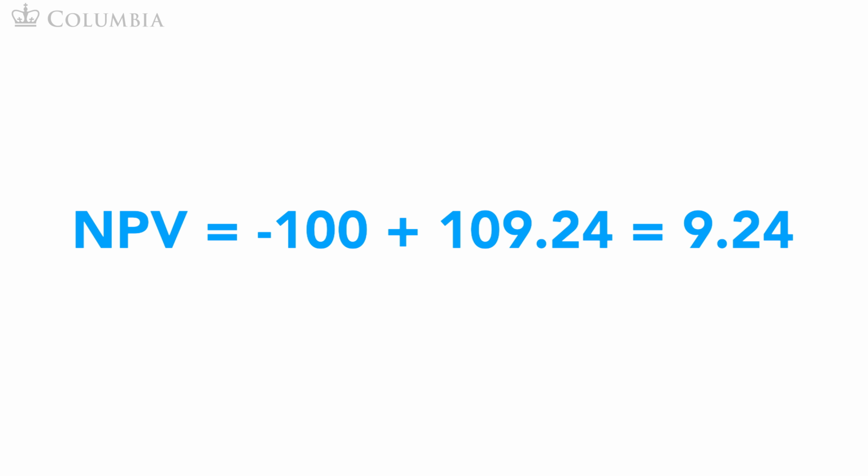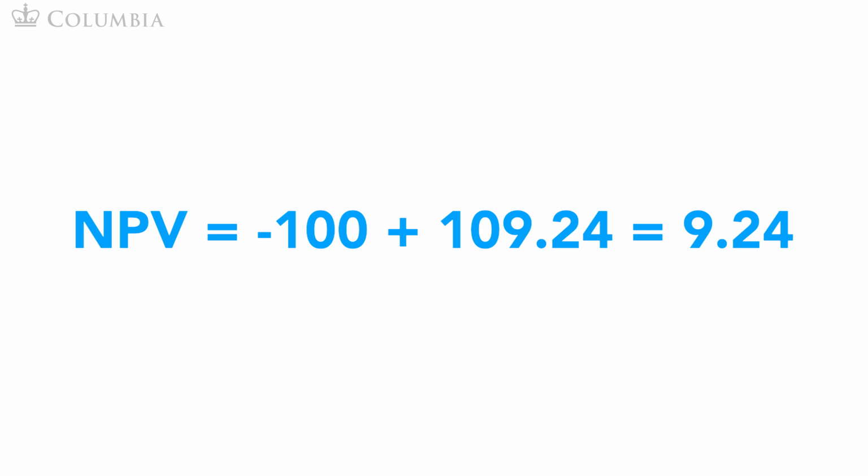Let me take this argument a bit further. Not only can we say that Jane should take the project, but we can also say that she is wealthier today by the amount of the NPV of the project, or $9.24 million. She is essentially buying something worth $109.24 million for only $100 million. You can think about the NPV as an increase in her wealth today.